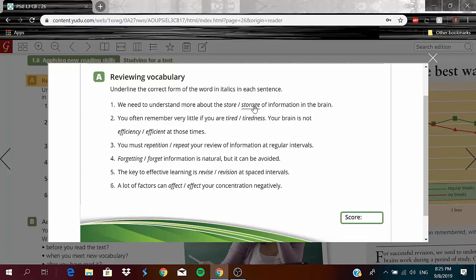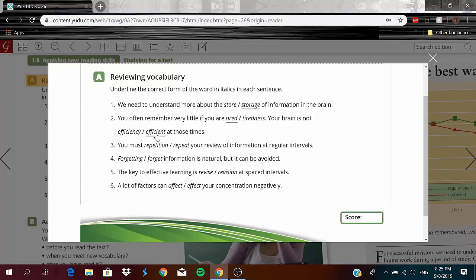Then we have 2. You often remember very little if you are tired, or tiredness. What do you guys think? That's correct. We're going to say tired. Your brain is not efficient, or efficiency, at those times, and for that we'll say efficient. Okay? Then we have 3.